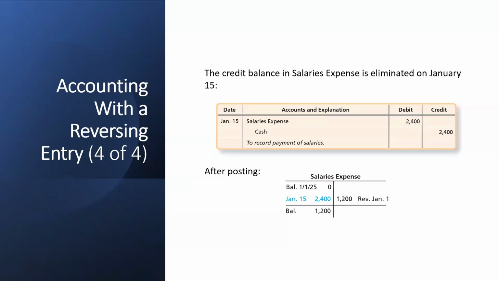Salaries expense has a debit balance of $1,200, which is correct and represents only the January salaries. The payment of salaries covered two periods, $1,200 related to 2024 and $1,200 related to 2025. The salaries expense account should only contain the amount that relates to the year 2025.